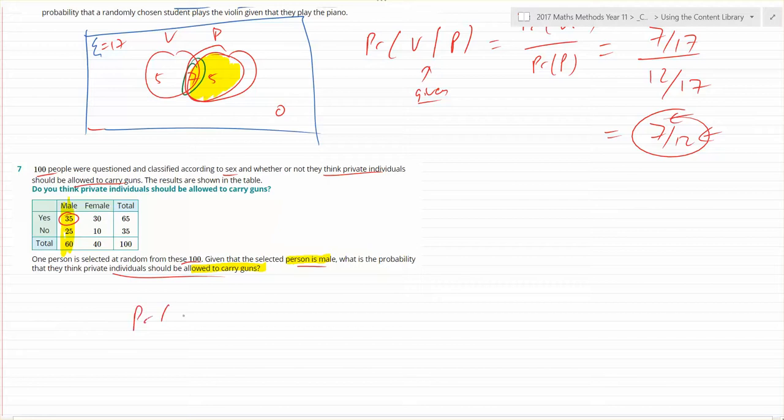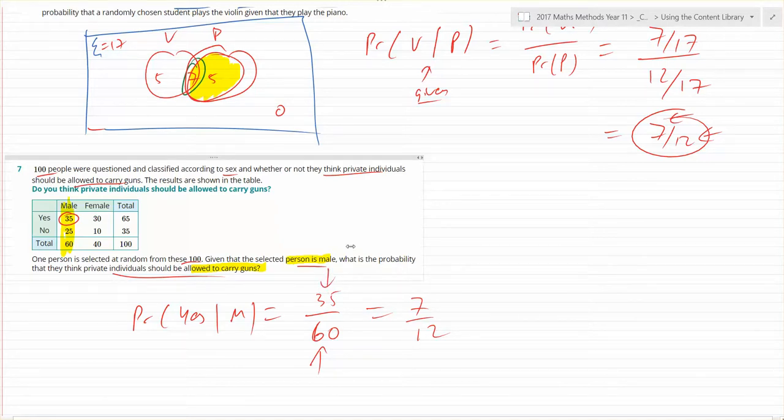So the probability of carrying guns, given that it's a male, would be out of 60, because the column here is out of 60. That's our new total. It's not 100 anymore. Out of 60, the number of males wanting a gun is 35. So you can simplify that. You should get 7 on 12. Again, it's our new total and whatever we want in that new total. Okay. Does that make sense?